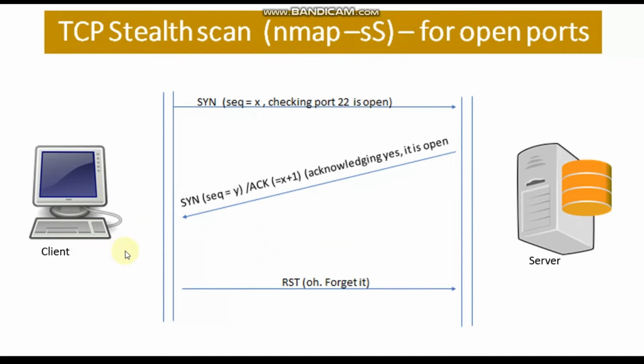respond to this. But what does the client do? The client forcefully terminates this connection by sending the RST flag. That is, it says, oh, just forget it. So we call this a half-open connection. The client gets the details he wants. That is, the client gets to know port 22 is open at the server. So this half-open connection is called the stealth scan or the SYN scan.